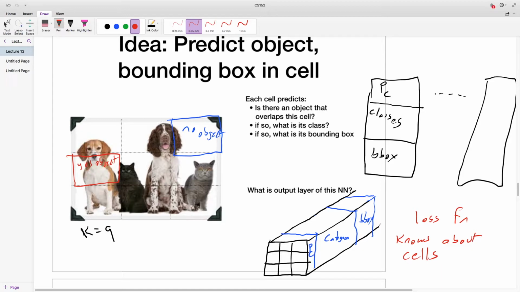So is the size of the bounding box a hyperparameter? Or not the bounding box, sorry, I mean the cell size. Yeah, we could consider that a hyperparameter. How many cells you have? Yeah, definitely.